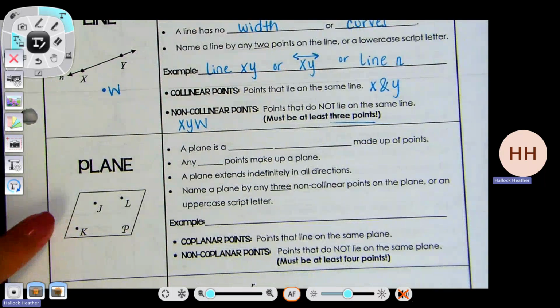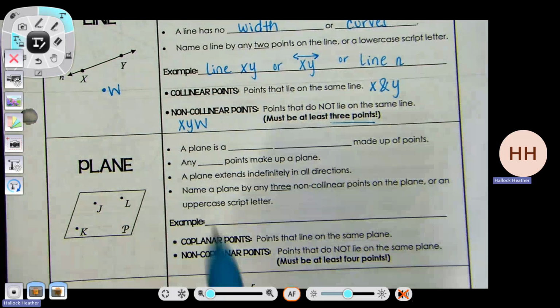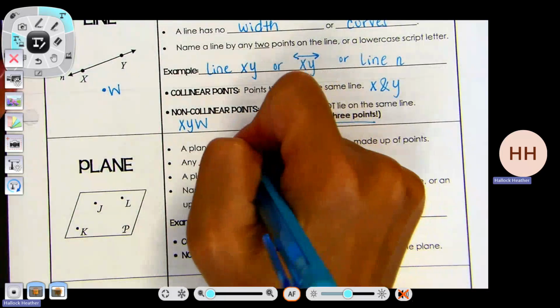The next thing is a plane. And this is where people get confused because they're like, what the heck is a plane? A plane is a flat surface. So a plane is like the top of your table. A plane is like this wall, this smart board thing, anything with a flat surface, so that back wall is a plane, a door is a plane, anything with a flat surface is a plane. So a plane is a flat surface.